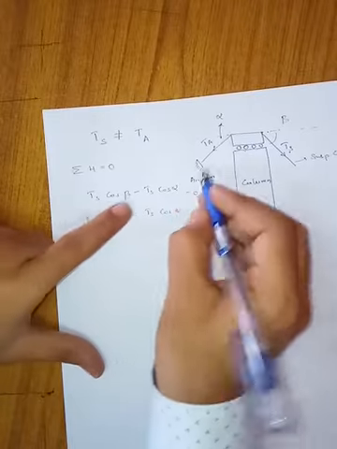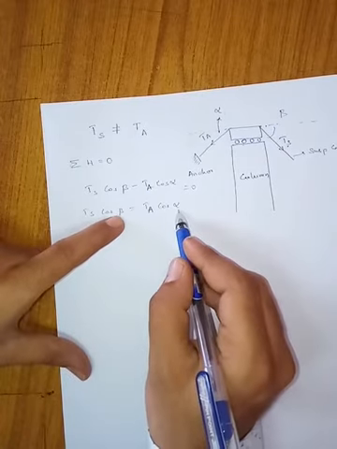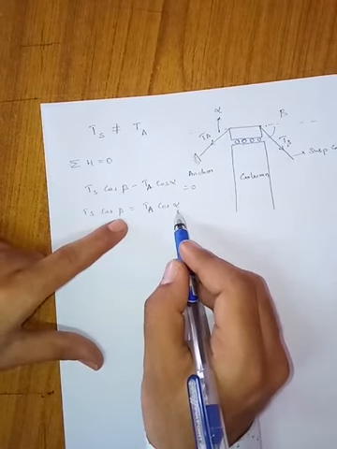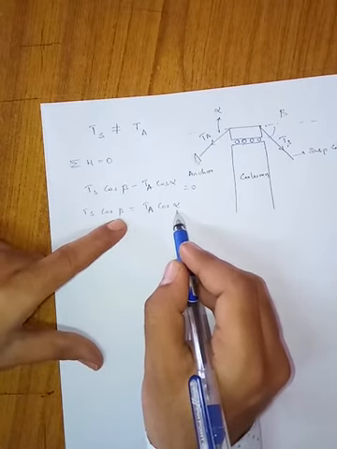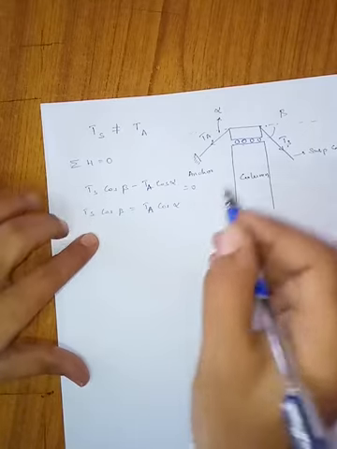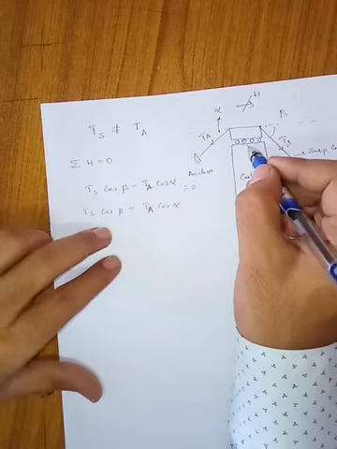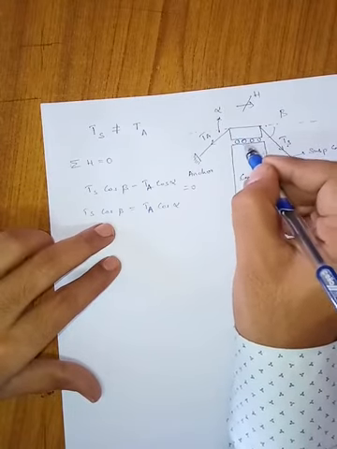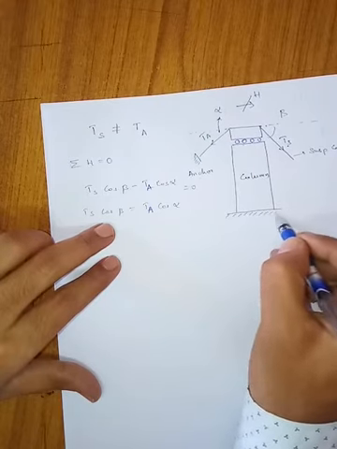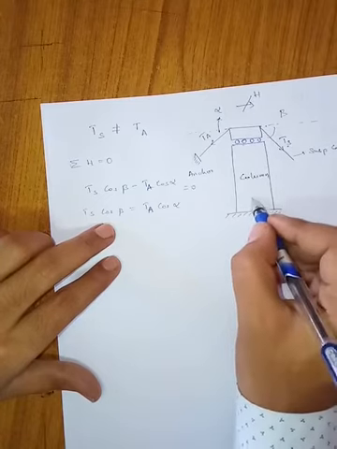Sorry, this is TA cos alpha. If beta and alpha are the same, then TA will be equal to TS. But in most cases alpha and beta are not the same, so TA and TS will also not be the same. There will not be any horizontal reaction from the support, since this is a roller support. So there will not be any moment generated at the base of the structure as well. Only vertical reaction will be there.